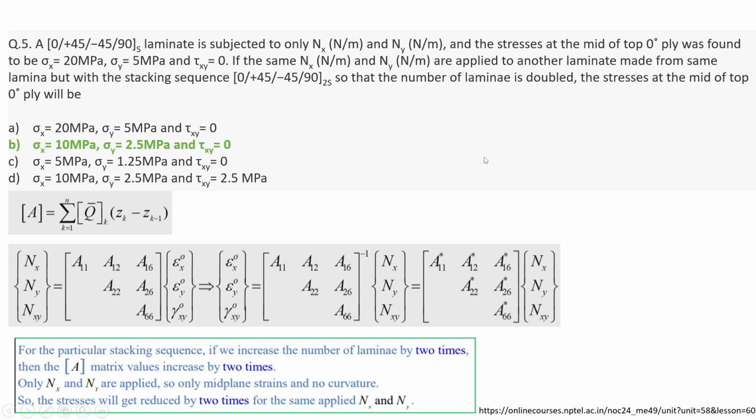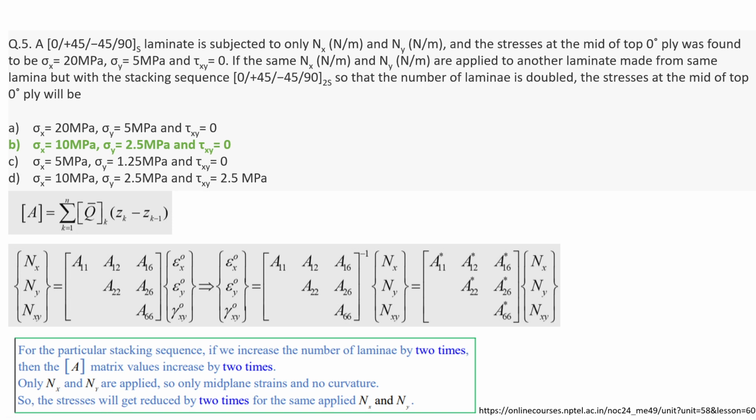According to that, the values of the stresses for this new sequence will be half of the previous one. Previously sigma x was 20 megapascal, it will be halved to 10 megapascal. Sigma y, 5 megapascal, will become 2.5 megapascal. So the stresses depend on the strain, and the strain we can get from the load and the A matrix. The only thing that is changing is the value of the A matrix, which is doubling.